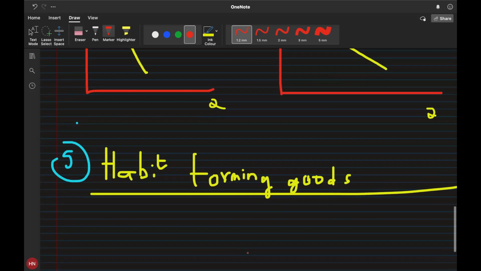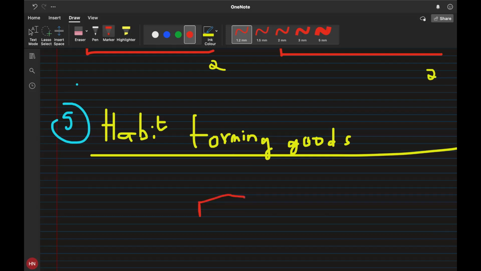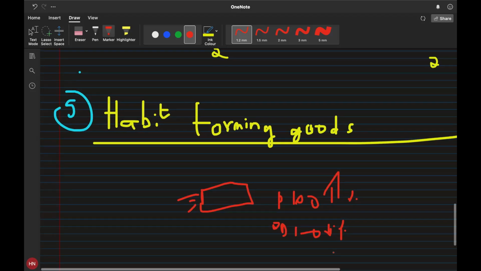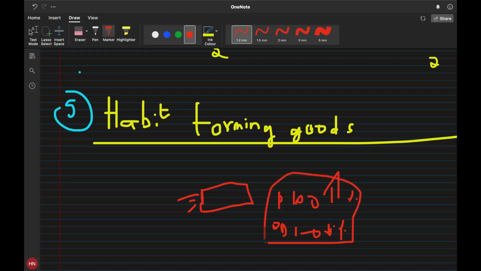And then habit forming goods. So let's say there's a cigarette. That's like the best cigarette I could draw. Let's say the price is going up by 100%, the QD will probably fall by around 10%. Since people's demand for something like this, which is addictive, is pretty constant, the QD won't really fall by a lot. That's pretty much it from this video.